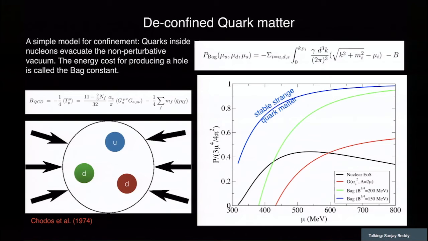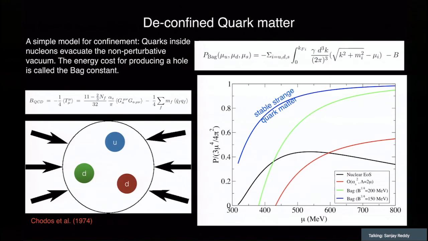And for many years, this was a very exciting suggestion, because if this were true, then there would be, in addition to neutron stars, a new class of stars made entirely of this stable strange quark matter, where matter would be composed of strangeness and quarks, even at very low density. So even in the outer core of the neutron star, you would end up having this very exotic matter.